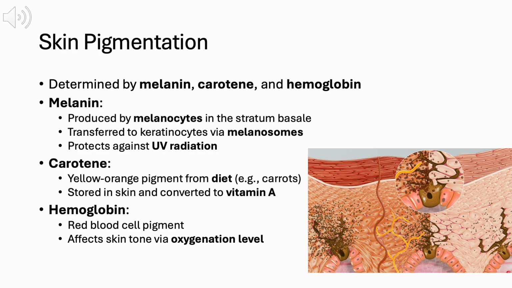Lastly, hemoglobin, the oxygen-carrying pigment in red blood cells, influences skin tone through blood flow and oxygenation. For example, well-oxygenated blood gives the skin a healthy pink color, while low oxygen levels can cause cyanosis, a bluish discoloration seen in medical emergencies like asthma attacks or heart failure. So, skin color is a complex and dynamic trait, influenced by genetics, diet, and circulatory health.